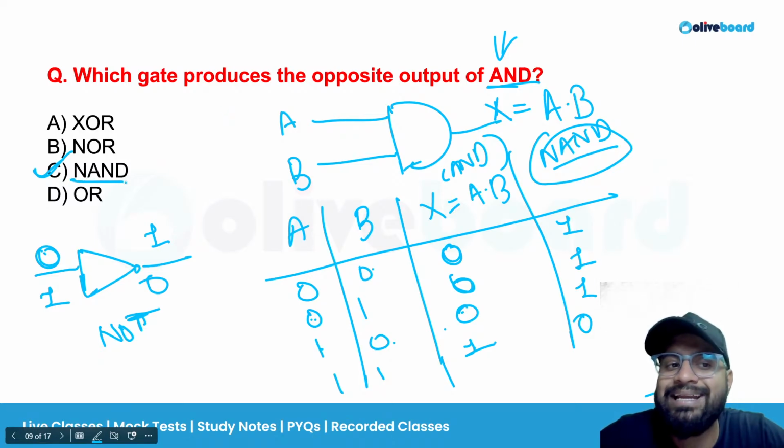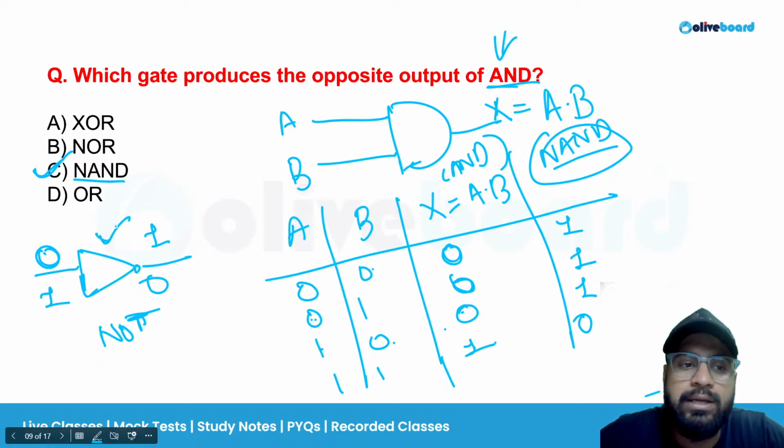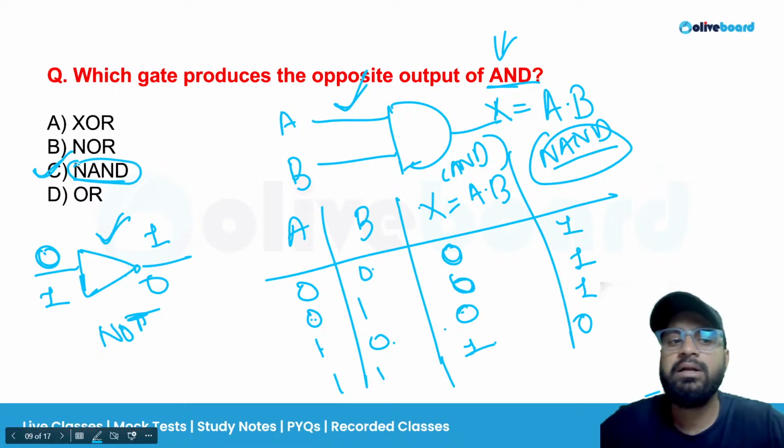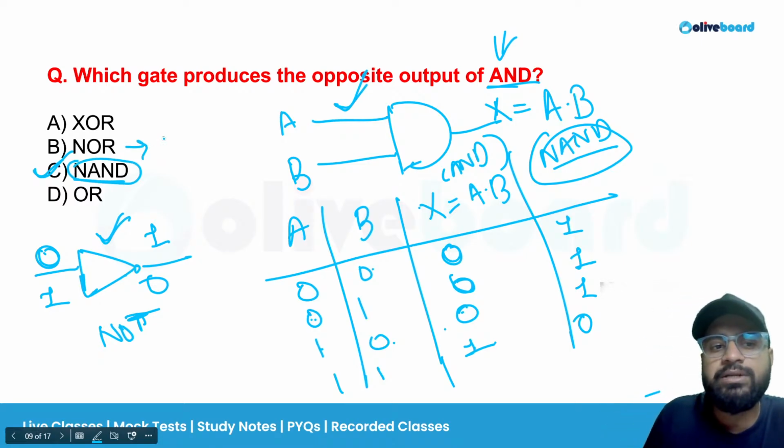The NAND gate is the combination of NOT and AND gate, and I have explained what your NOT gate is and what your AND gate is. If you combine these two, we get a NAND gate. I have explained it in detail. And what is this NOR gate? It is a combination of NOT gate plus OR gate, and that is your NOR gate.